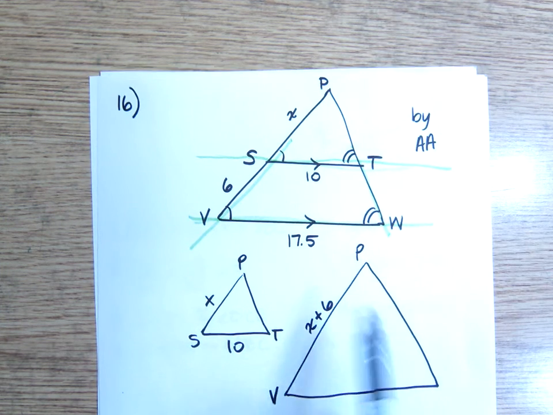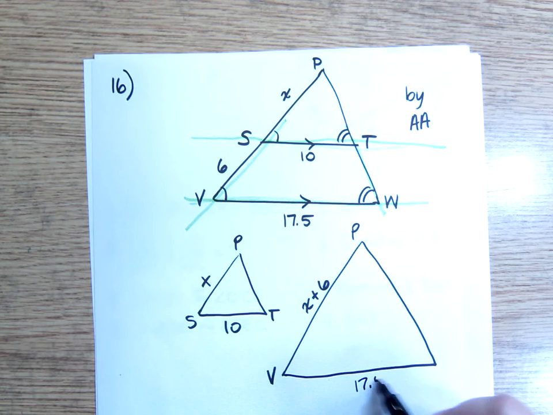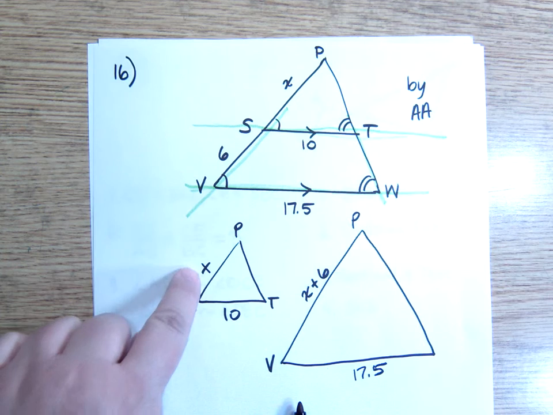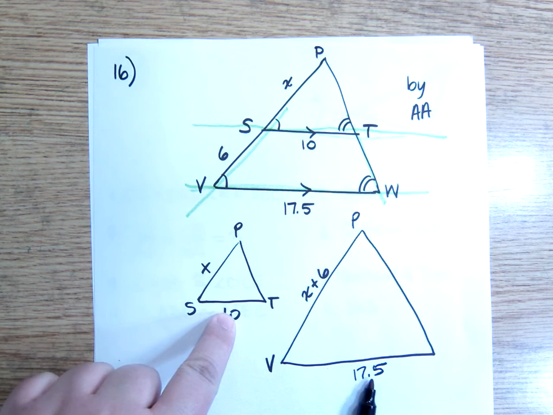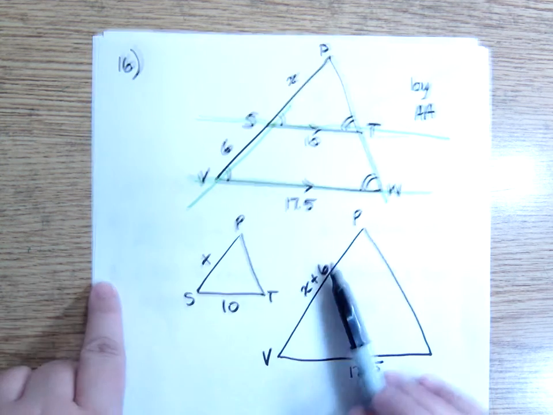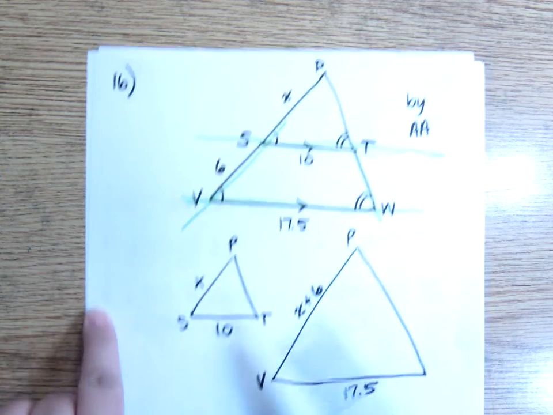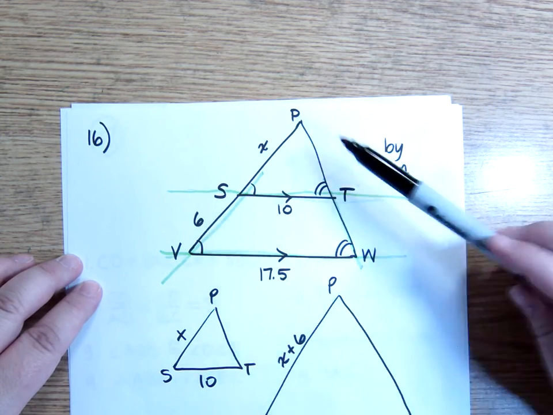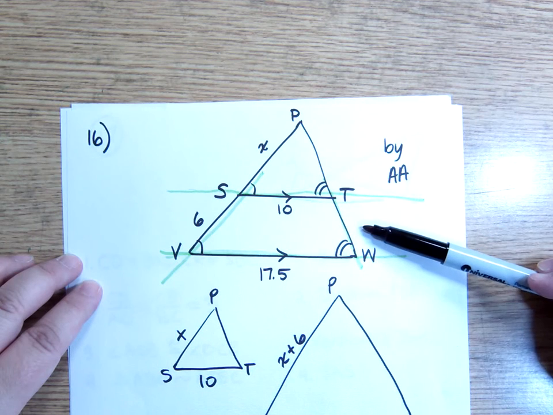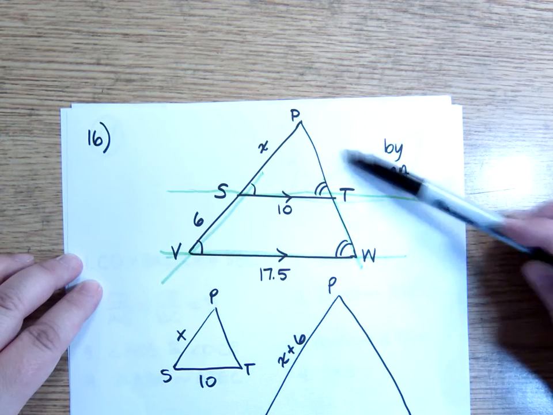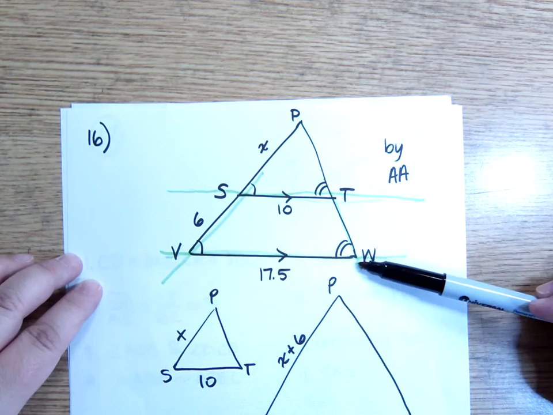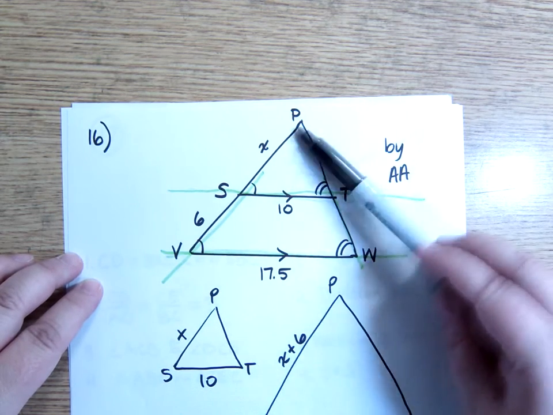And the reason we need a whole side is because 17.5 is a whole side. So if I'm going to compare a whole side to a whole side, we need to do the whole side here. We can't just do the 6. Now if I was just comparing this part and this part with this part and this part, I could do that because they're similar pieces of the triangle. But 17.5 is the entire side of the large triangle, so I have to compare it to another entire side.